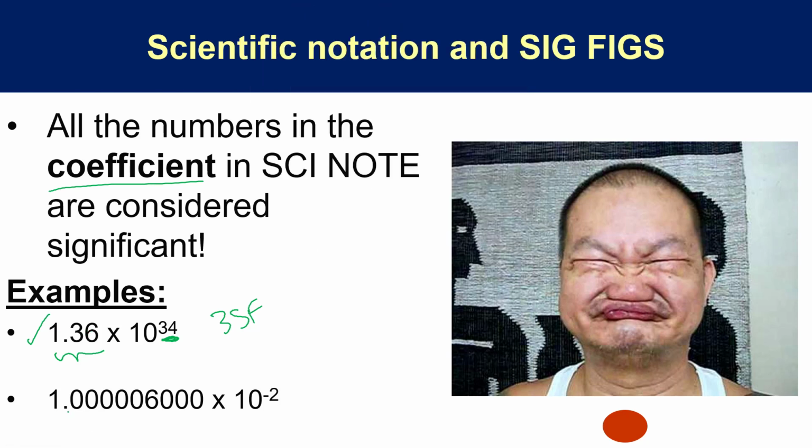So if we look at this, we know that the coefficient in scientific notation is always significant. Doesn't matter that this value is less than 1. We got a negative exponent. These numbers are all significant that are here. So we have 1, 2, 3, 4, 5, 6, 7, 8, 9, 10 significant figures in this measurement.